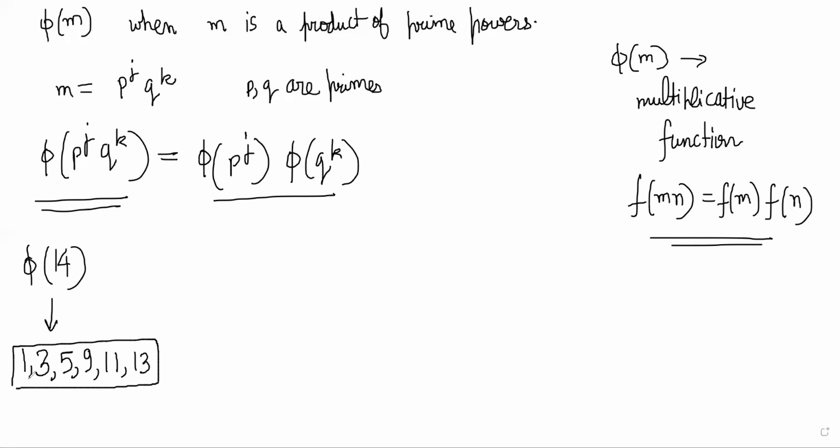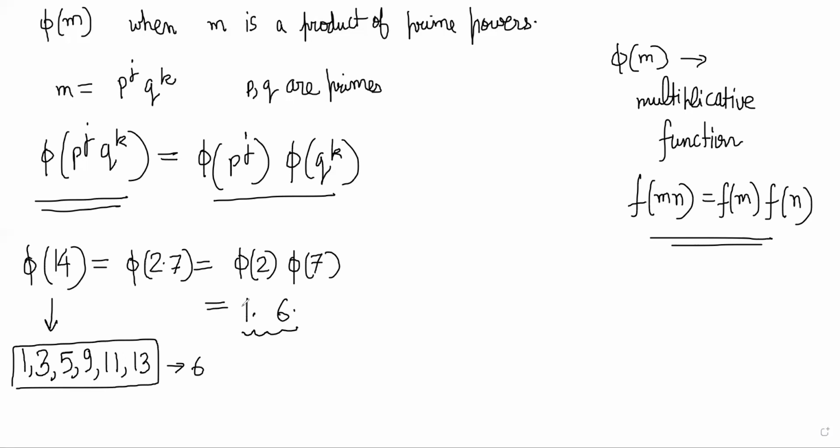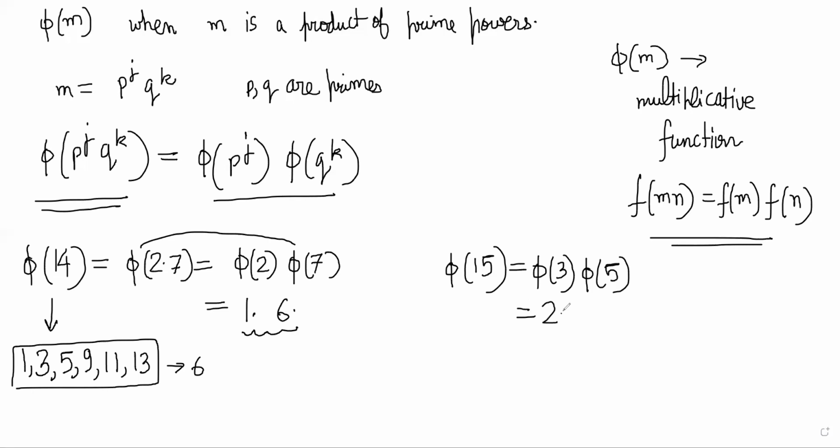Yeah. So the number is coming out to be 6, right? And now we'll say, let's split it as 2 times 7 and let's check whether this works out or not, right? Yeah. So it's 1 times 6, 1 times 6, right? So this method also seems to work out here. Similarly, phi of 15, we can guess it is phi of 3 times phi of 5. So it should be 2 times 4, so 8, right?